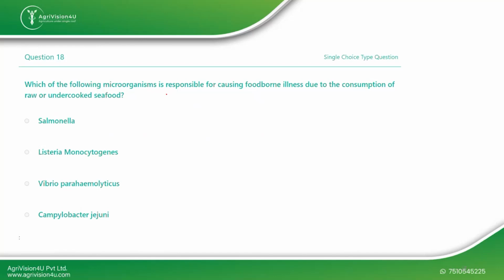Now the question is, which of the following microorganisms is responsible for causing foodborne illness due to consumption of raw and undercooked seafood? Whenever the question is regarding raw and undercooked seafood, remember Vibrio. Vibrio is the microorganism that is going to be responsible. So here the correct answer is Vibrio parahaemolyticus. It can lead to cholera. Such types of diseases are transferred most widely through the fecal oral route, and through that type of contamination a person may get affected.